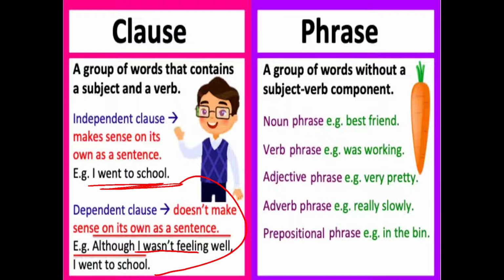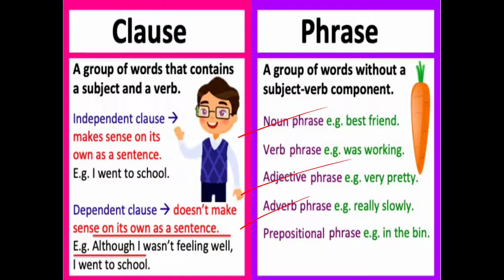Now, next is what? Next is phrases. A phrase is a group of words without a subject-verb component, and this is divided further into parts. Number one is noun phrase, number two is verb phrase, and so on, basically 1, 2, 3, 4, 5, but we have to study only the first, second and third. In our syllabus only this much is there, but I will tell you about that.